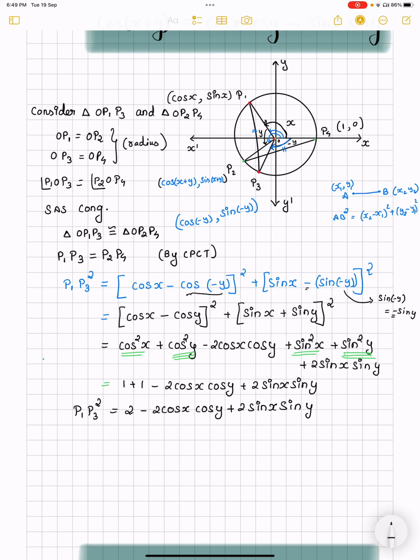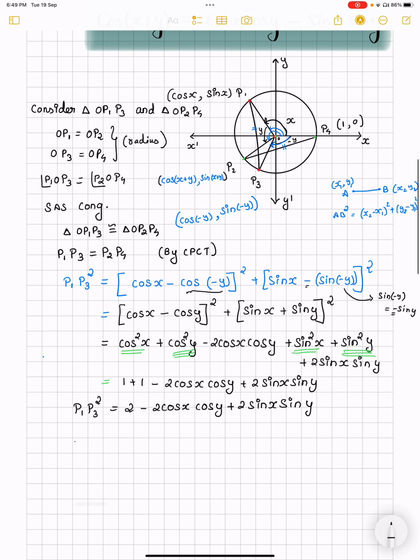Okay. Now let's just expand P2, P4 square using the distance formula. So now we have P2, P4 square is equal to, now, what are the coordinates of P2? It is cos of x plus y and sin of x plus y. And coordinates of P4 is 1, 0. Now, let me just go ahead and expand it.